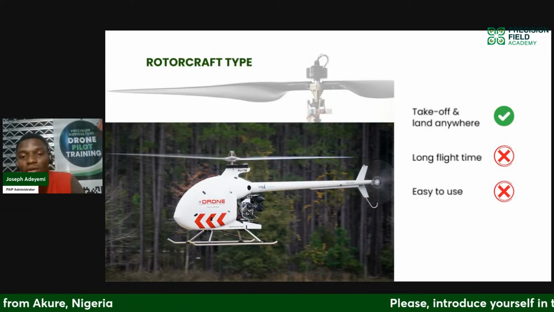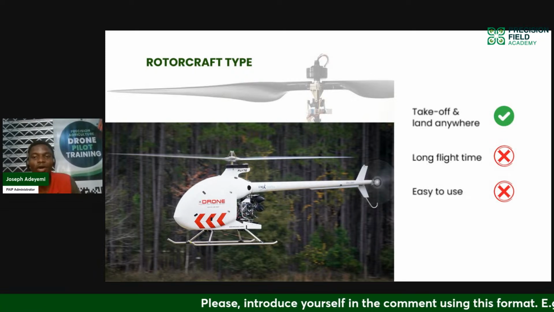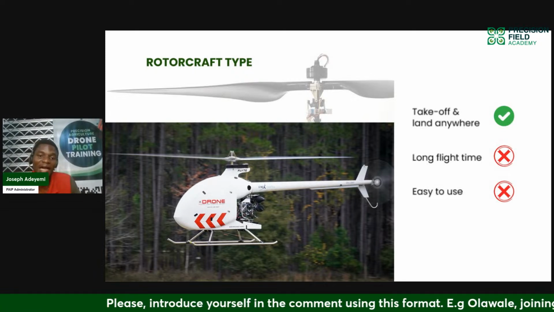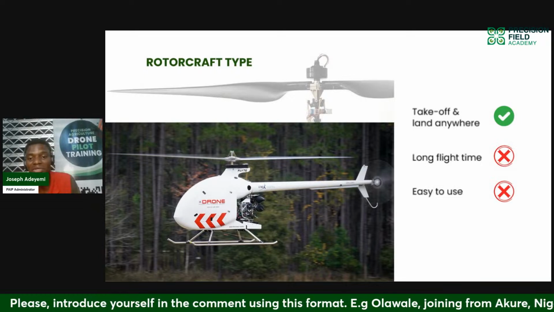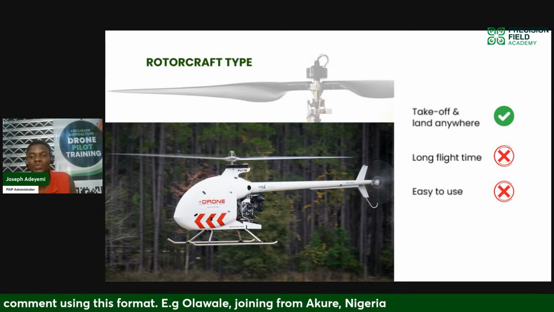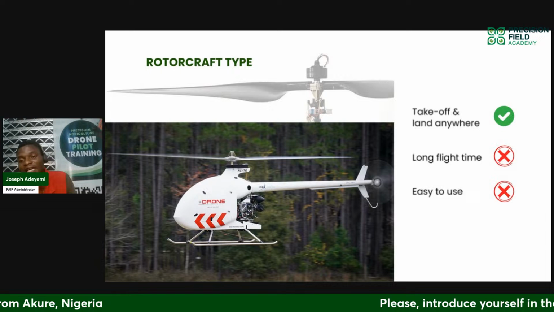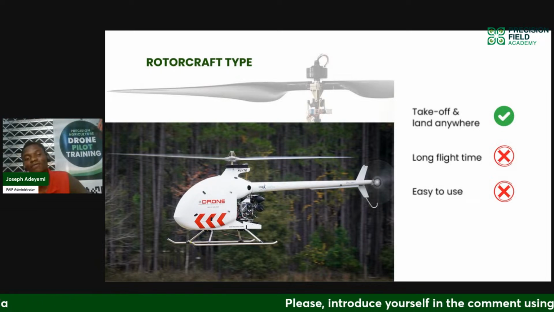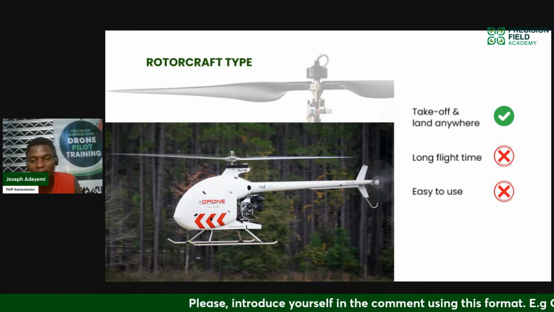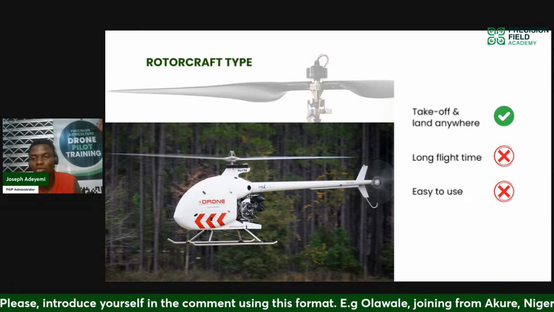And lastly, we have the rotorcraft type. The rotorcraft type is what we know as the helicopter. So they are radio helicopters or single rotor helicopters. Part of the advantage is that it also uses the VTOL principle, that is vertical takeoff and landing, and it permits you to take off vertically and land anywhere, just like we have for VTOL and the multi-rotor drone.